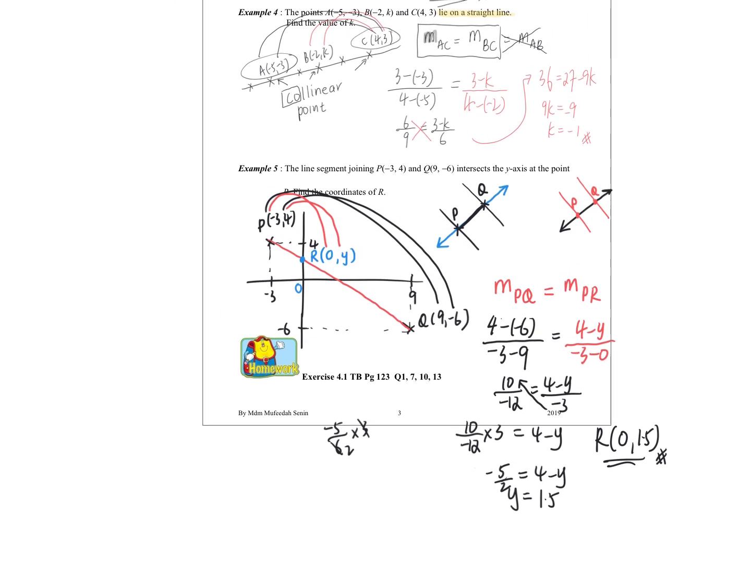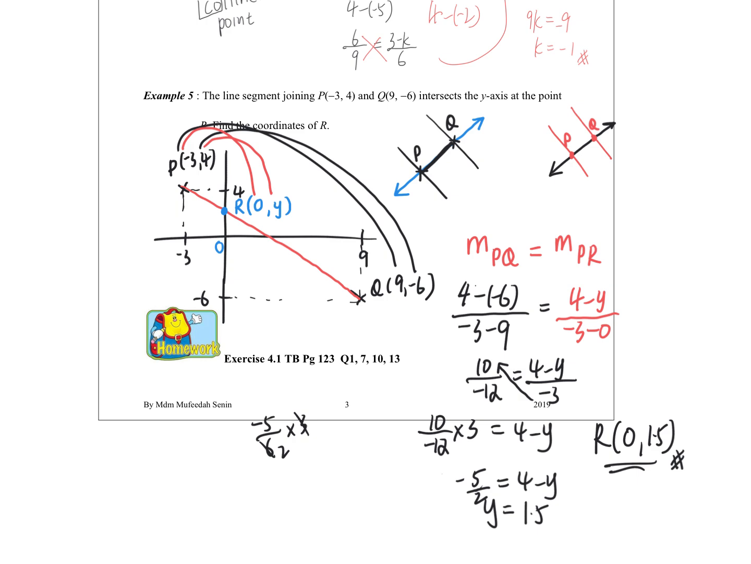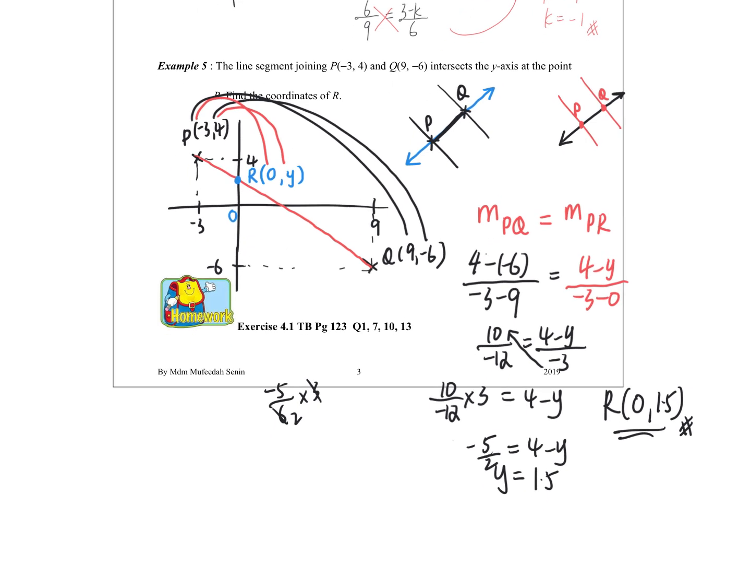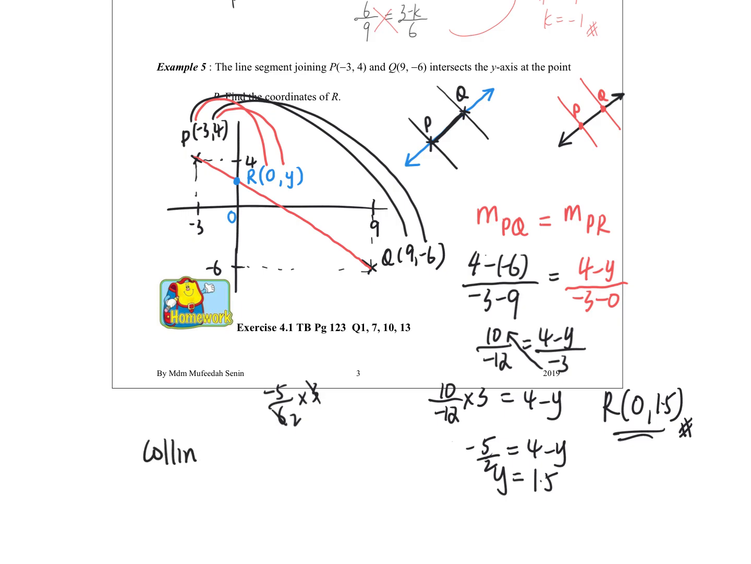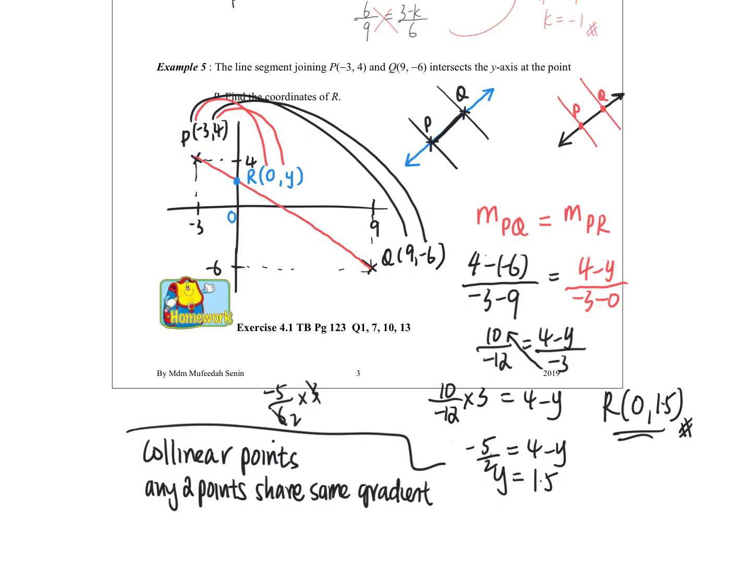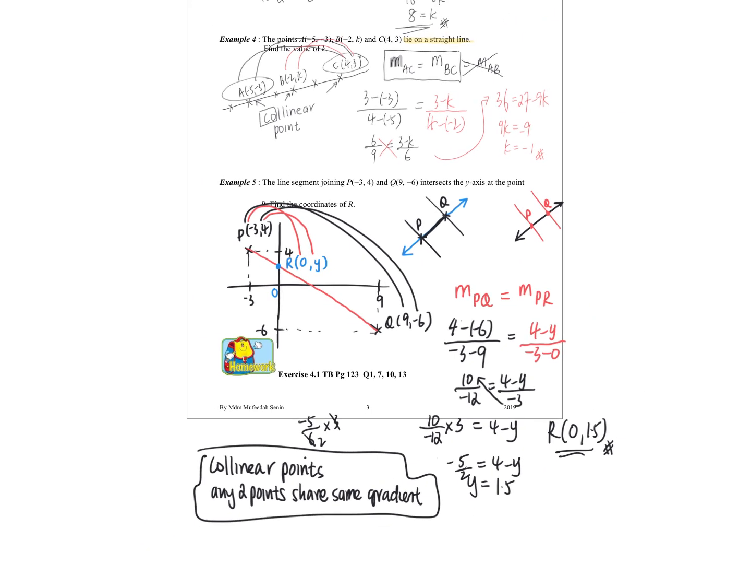If they tell you collinear points, they never say they lie on the straight line. You must know it means it lies on the straight line. They have the same gradient. So the only thing about collinear points is that any two points share the same gradient. That is probably the only new thing here. Other than that, it's all good. 4.1 is very direct.